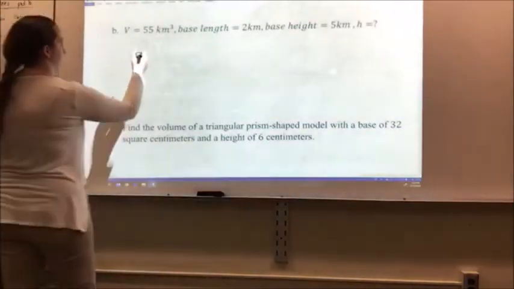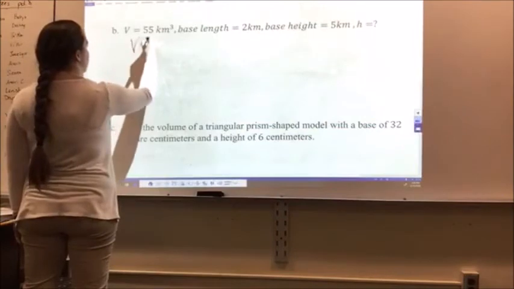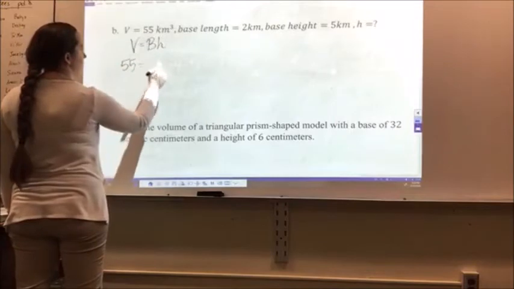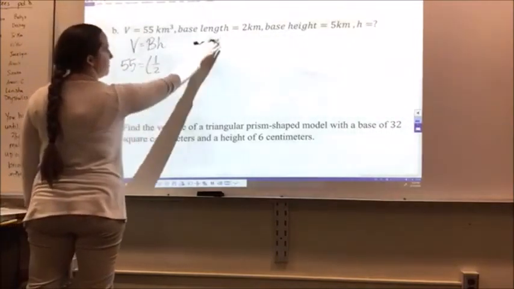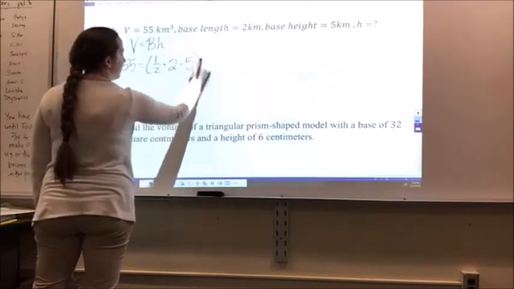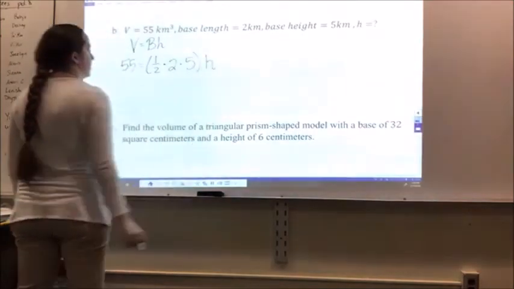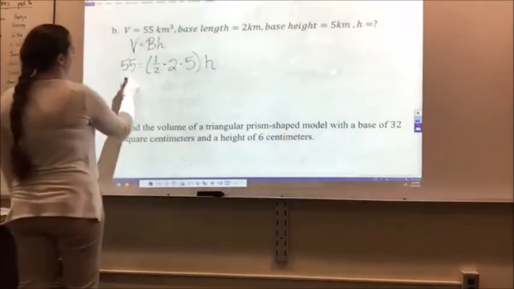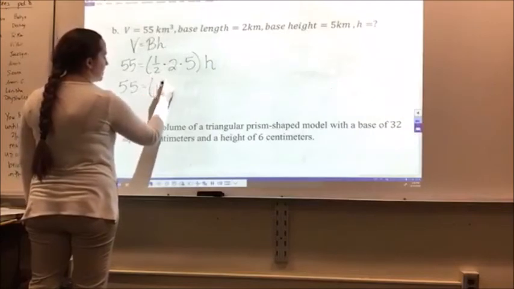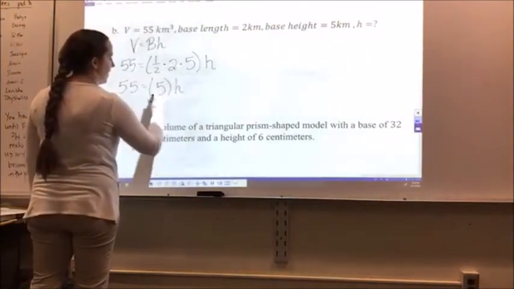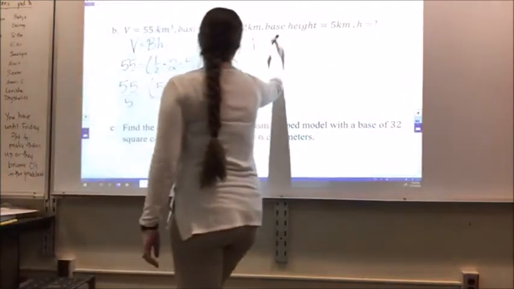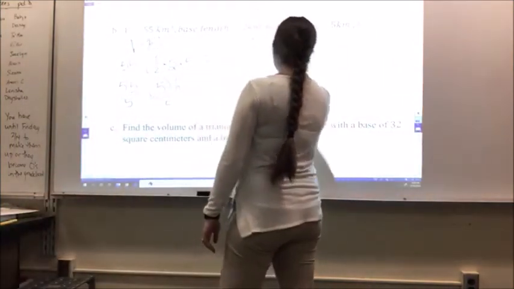So I have my equation, V equals B times H. So I have 55 equals 1/2, my base length is 2, base height is 5, and I'm missing my height here on the end. 1/2 times 2 is 1, times 5 is 5. So I have 5H. I'm going to divide both sides by 5, and H equals 11 kilometers.